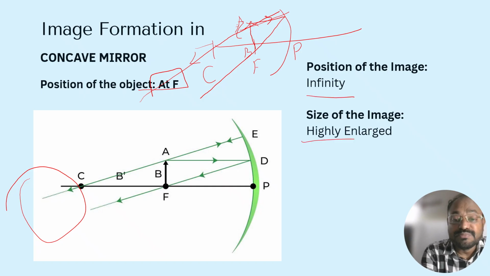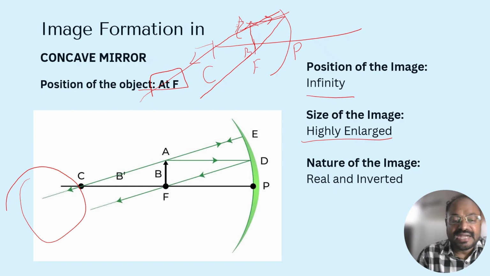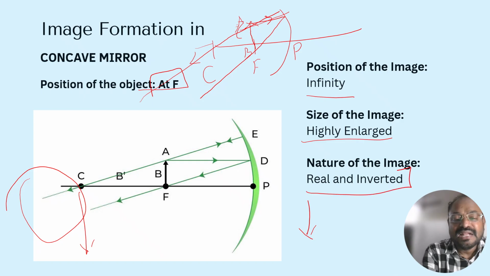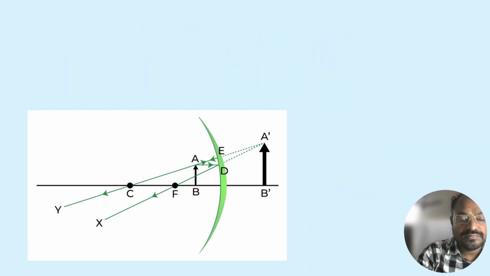The size is going to be highly enlarged, and the nature, since it is in the downward direction, the image is going to be real and inverted when the object is kept at F, that is principal focus F.